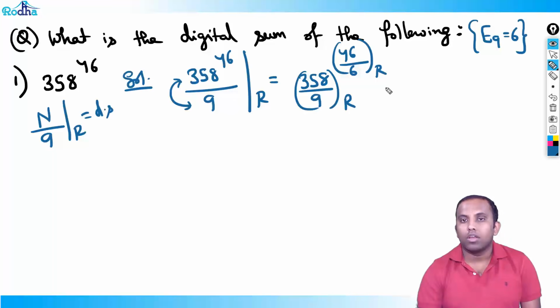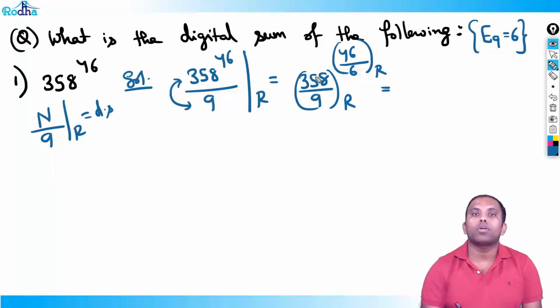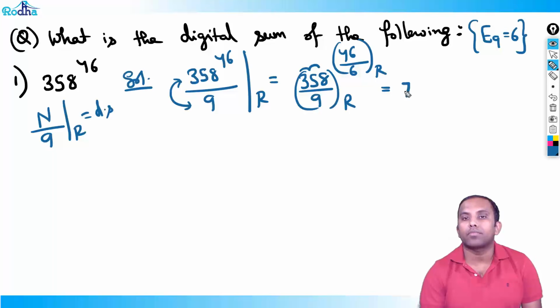Okay. So how much do you get here? Now, the divisibility rule for 9 is what? Simply the sum of the digits. We'll discuss this in divisibility rules. So 3 plus 5 is 8, 8 plus 8 is 16. 16 divided by 9, what is the remainder? It is 7. Okay. And 6 7s are 42.